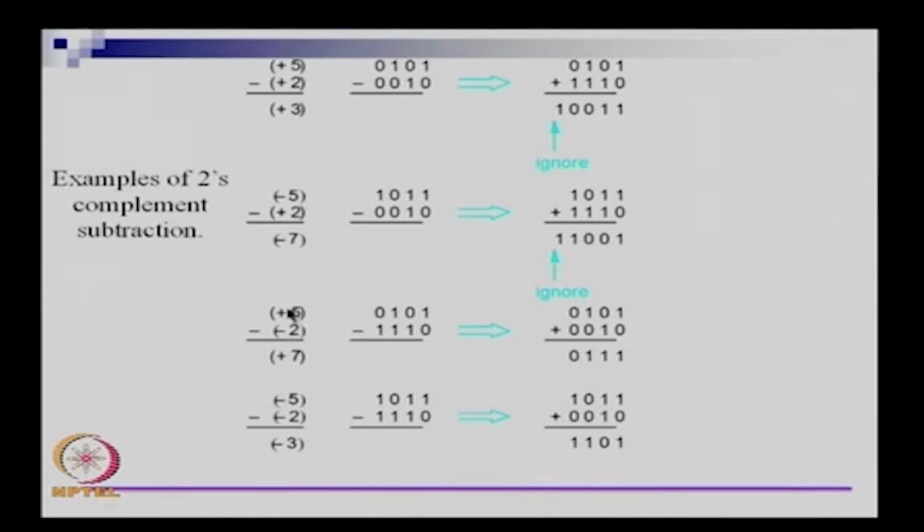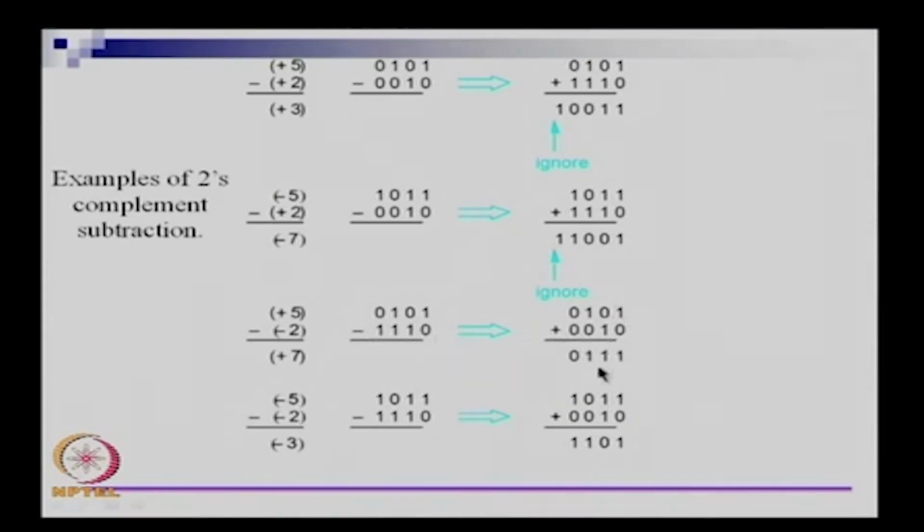Then look at these two: plus 5 minus minus 2. I want to subtract minus 2 from plus 5. So, plus 5 is 0 1 0 1 itself, minus 2 is actually 1 1 1 0, but I want the negation of 1 1 1 0, which means I add the negation of 1 1 1 0, which is 0 0 1 0.